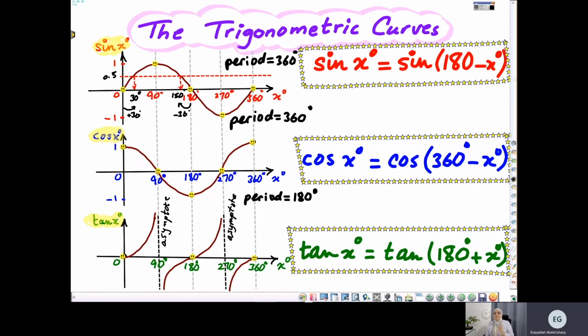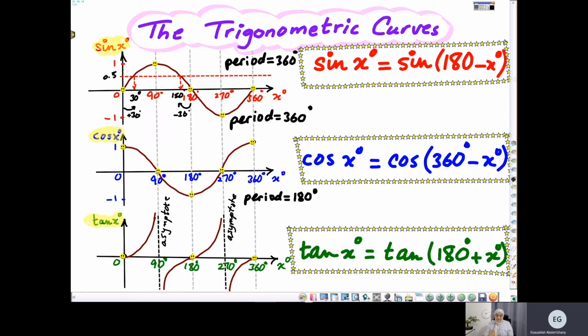The tan curve is completely different. We have here an asymptote at 90 degrees, an asymptote at 270 degrees, and this means that the curve approaches the asymptote but never touches it. It keeps going up in the sky, till infinity. This means that for tan 90 degrees specifically, you cannot find a value. It's infinite. It's undefined, for your information at IGCSE.